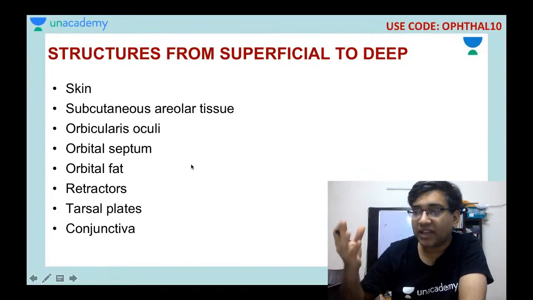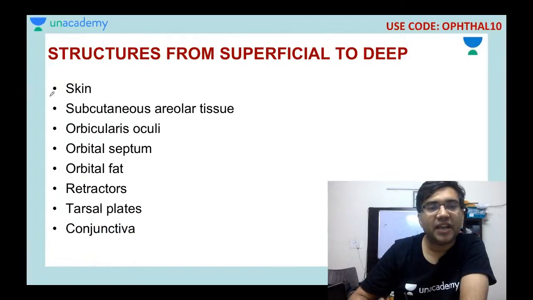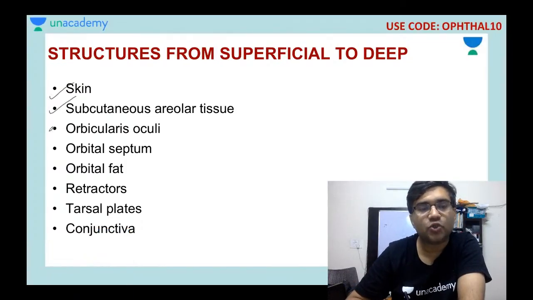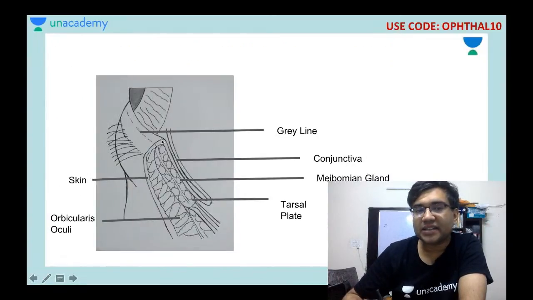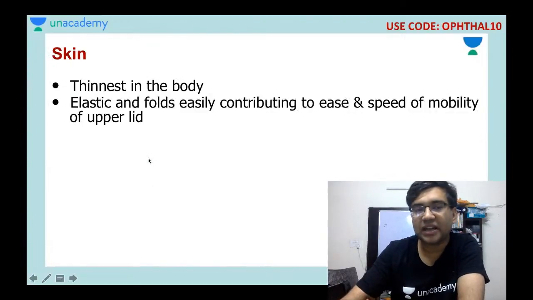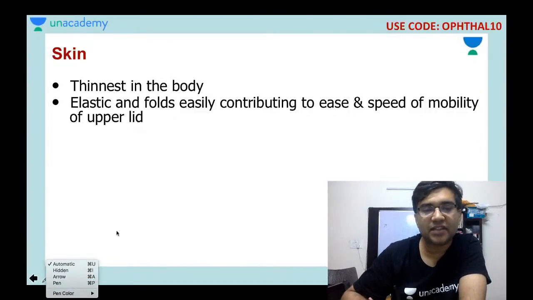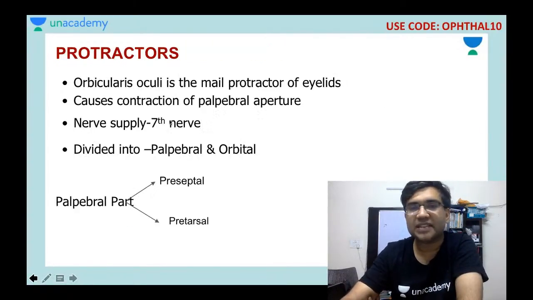Then we talked about the various layers of the eyelid from the superficial to the deep. We have the skin, subcutaneous areolar tissue, orbicularis oculi, orbital septum, orbital fat, retractors, tarsal plate, and conjunctiva. We talked about the various lines. We talked about the gray line, the structures anterior to the gray line, the structures posterior to the gray line. We talked about the various glands, the structure of the superior and the inferior eyelid. We talked about the skin, which is the thinnest in the body. And we have the subcutaneous areolar tissue.